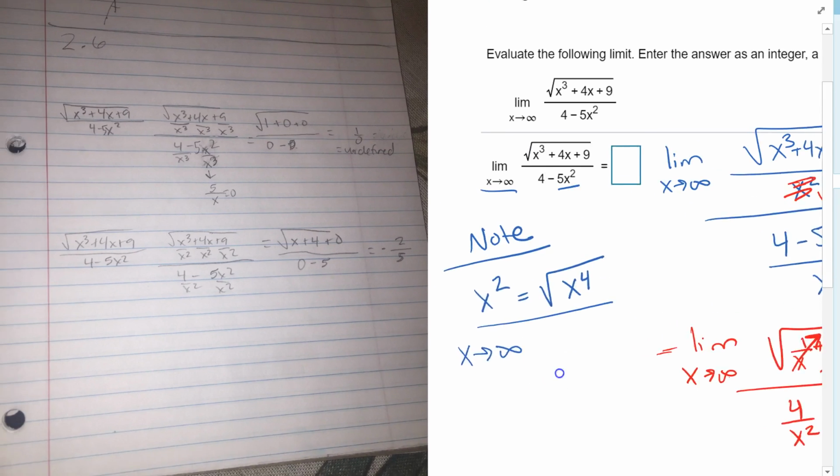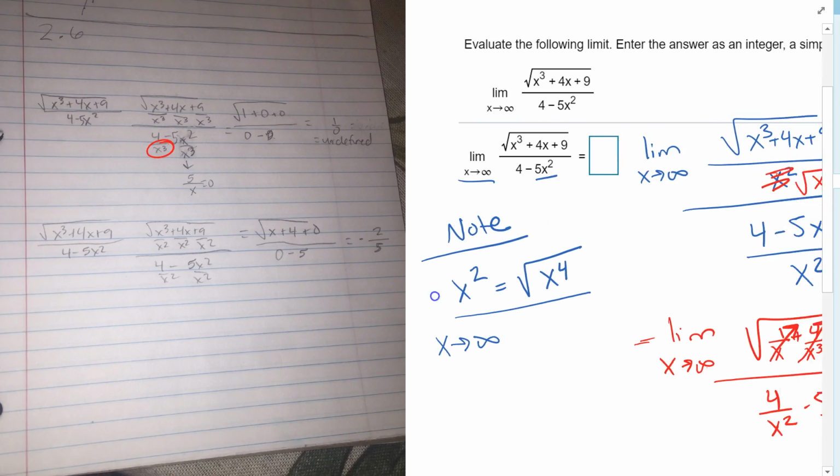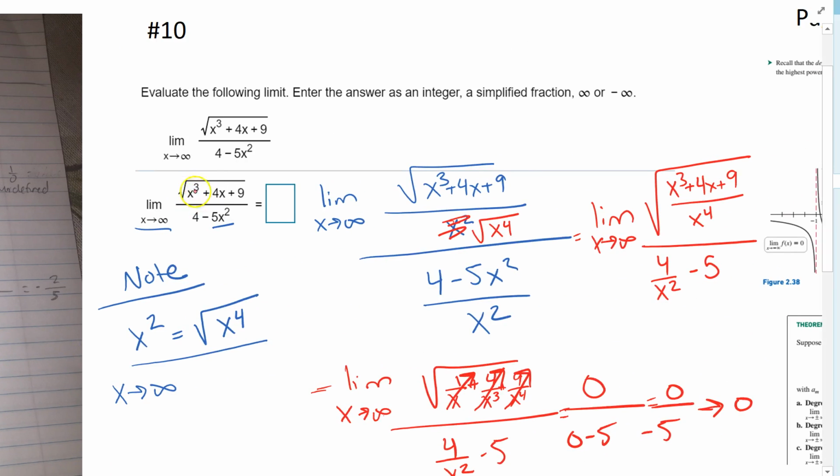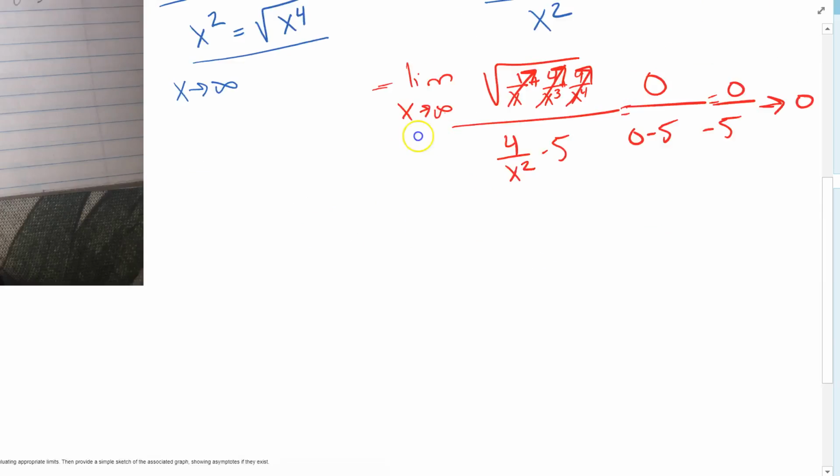So I think on yours you were dividing by this x cubed, and that's the highest power of x in the numerator, but not really, because really this is x to the 3 over 2. So hopefully that clarifies what's going on there.